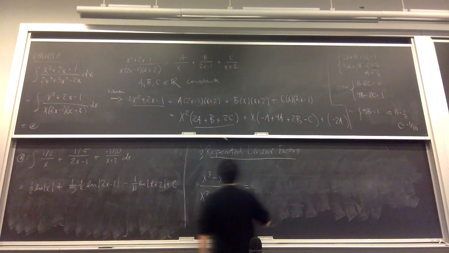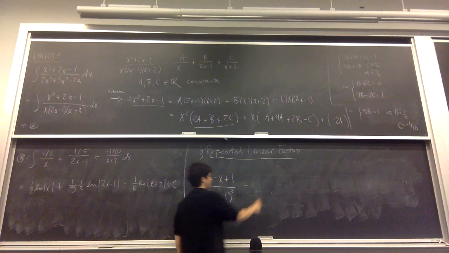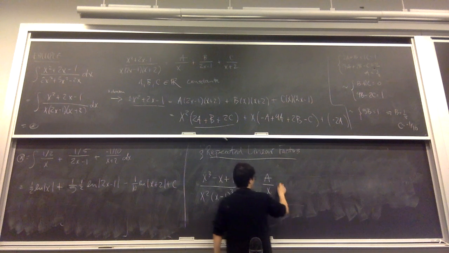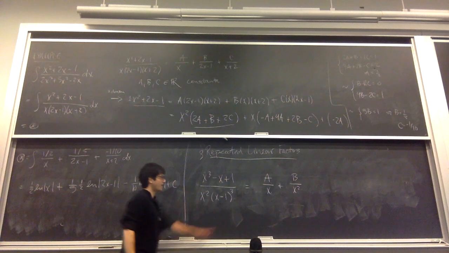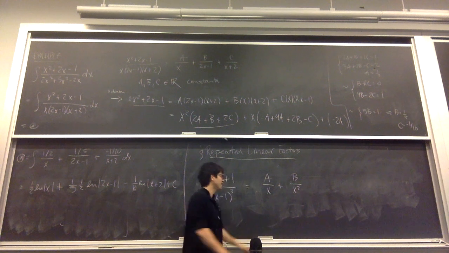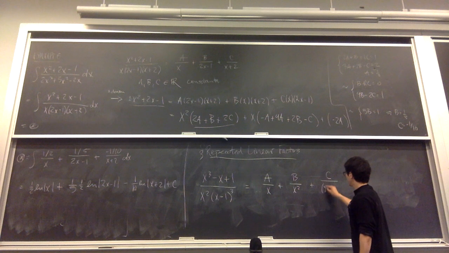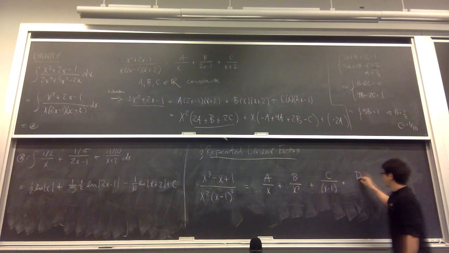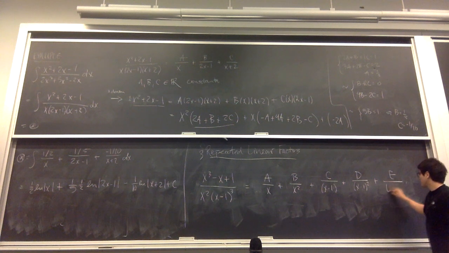So the expansion here works like this. Look at the first one. You're going to generate a over x plus b over x squared. You run from the first linear root and then the duplication. The next one is going to be c over x minus 1 plus d over x minus 1 squared plus e over x minus 1 cubed.